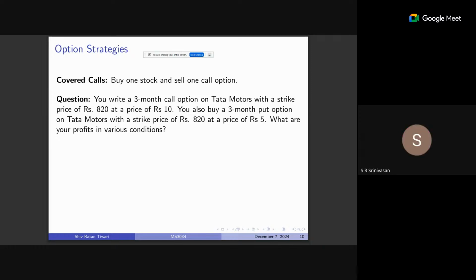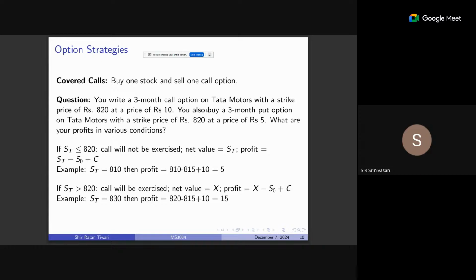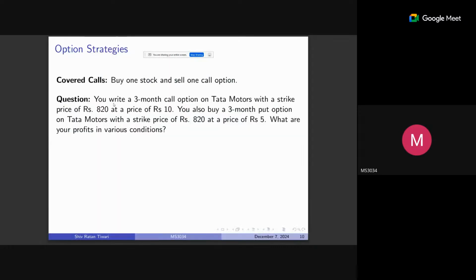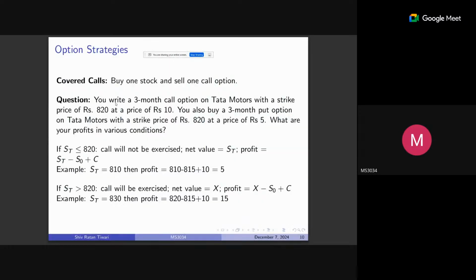Sorry, here it's saying put option, right? No, this is the straddle question, I mistakenly mixed it up. So this is your example of covered call. You write a call option and you purchase a share. I have mentioned it incorrectly in the question, so I will correct that when I share the slides.